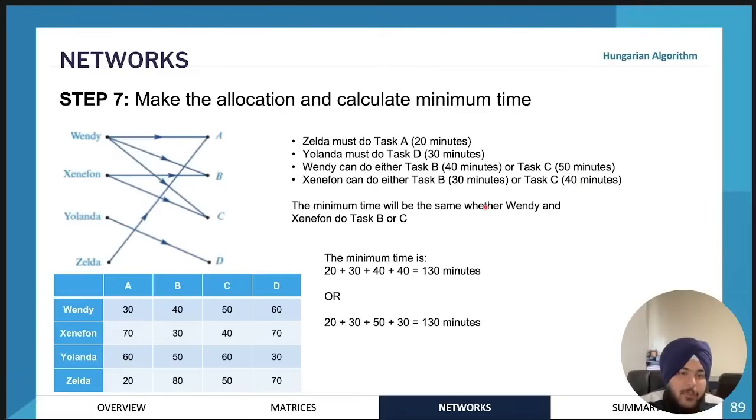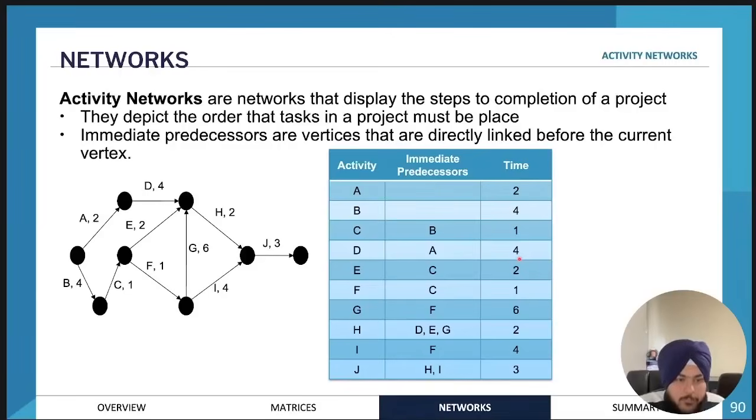And therefore, if we add that up together, the minimum time is going to be 130 minutes. So that's how you would use a Hungarian algorithm to work out the best allocation. Okay, so now we'll be moving on to activity networks.